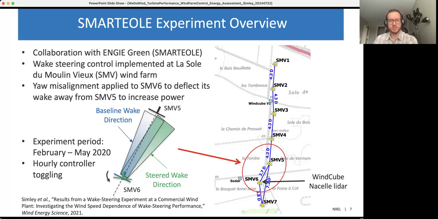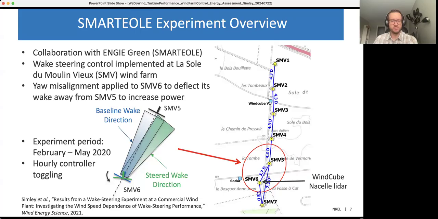And so for this, we just had a single turbine that was modified to implement wake steering, called SMV6, and that was modified to deflect its wake away from SMV5, which was about 3.5, 4 rotor diameters downstream. And again, basically the same control strategy I showed on the previous slide, also with hourly toggling.